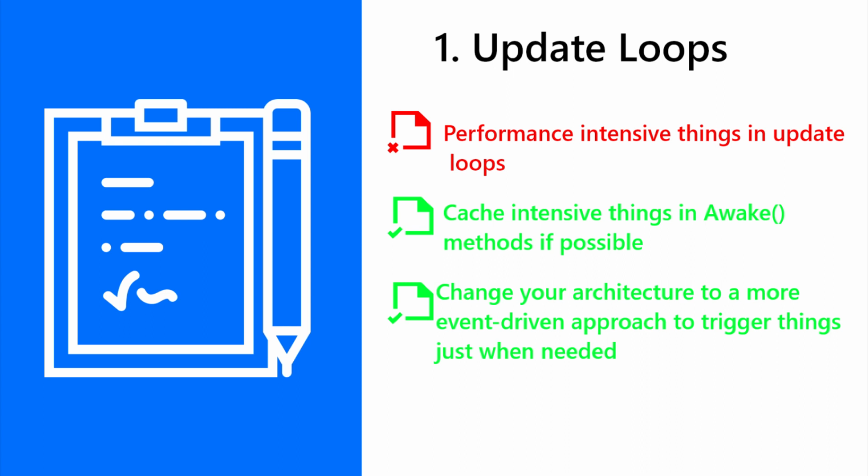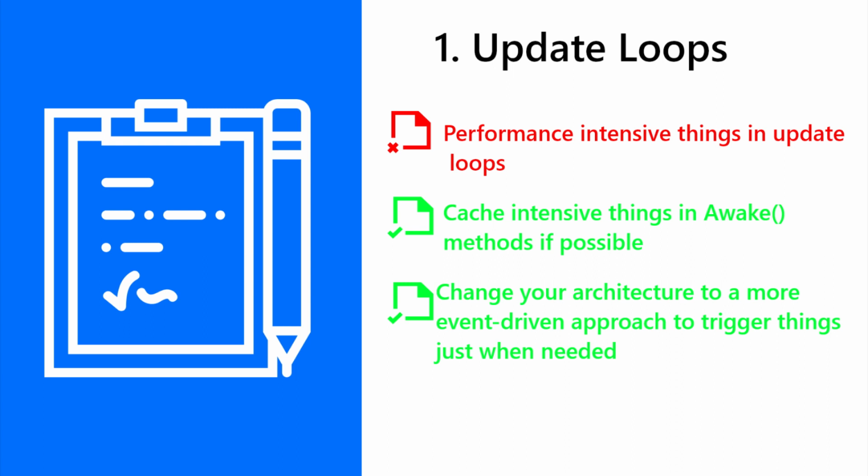So the first mistake most Unity developers make has to do with the update loops. Don't use performance intensive things in update loops. Use caching instead. A typical example is access to components or other objects in scene or intensive calculations in your script. If possible, cache everything in awake methods or change your architecture to a more event-driven approach to trigger things when they are just needed.